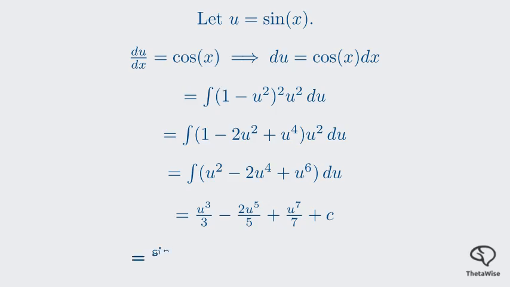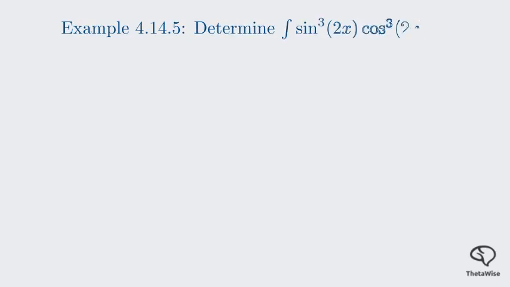Finally, substituting back u equals sine x, our answer is sine cubed x over 3 minus 2/5 sine to the fifth x plus 1/7 sine to the seventh x plus c, verified using memo. Let's apply this odd power technique to a problem with a more complex argument. The problem is to determine the integral of sine cubed of 2x times cosine cubed of 2x.